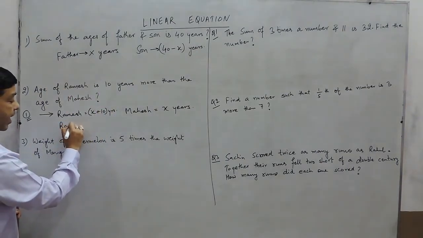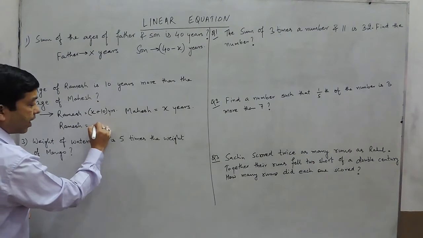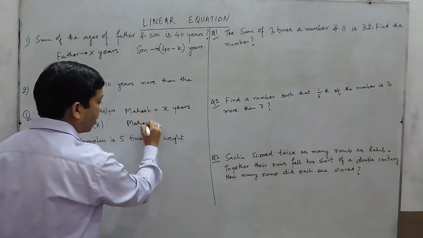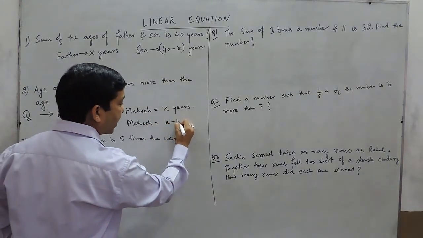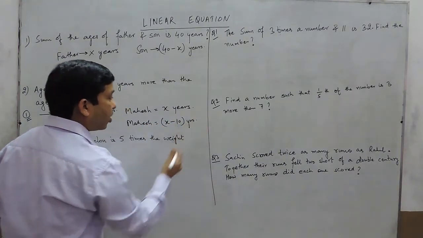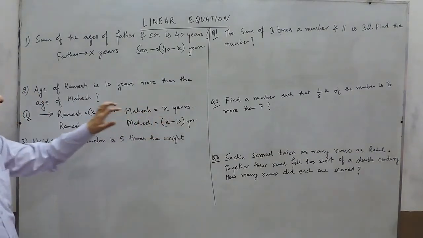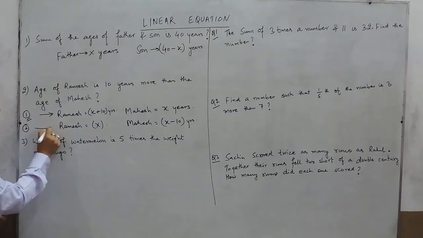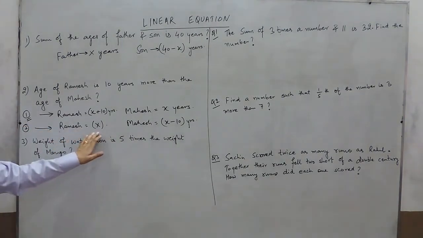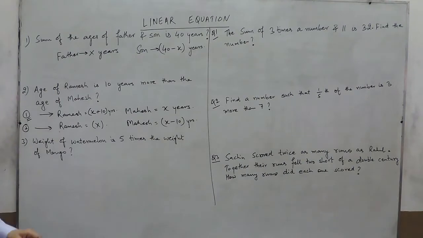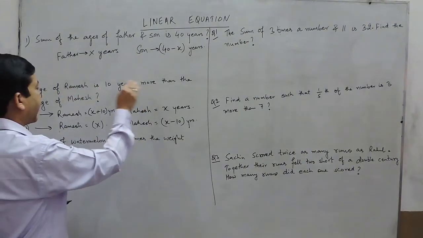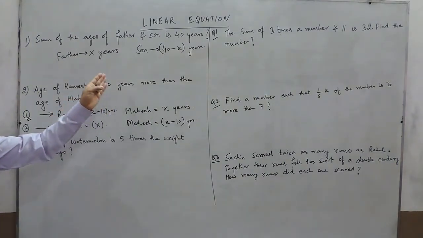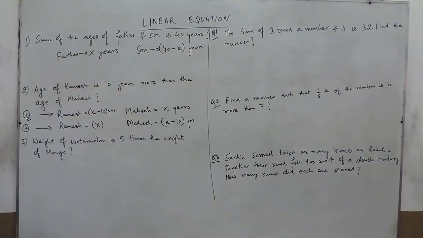Suppose we say that the age of Ramesh is x years, then the age of Mahesh will certainly be x minus 10 years. So either we can take the age of Mahesh as x and the age of Ramesh as x plus 10, or in the second case we can take the age of Ramesh as x and the age of Mahesh as x minus 10, because the age of Ramesh is 10 years more than Mahesh can also be written as the age of Mahesh is 10 years less than the age of Ramesh.